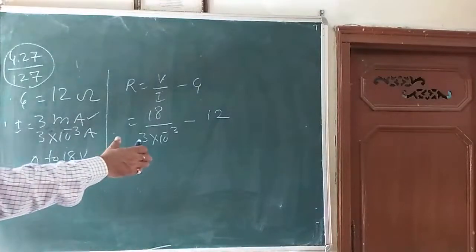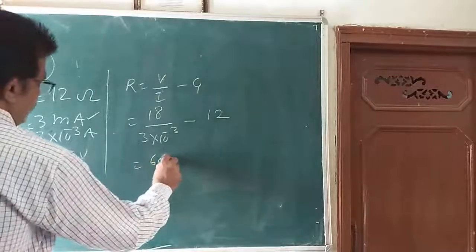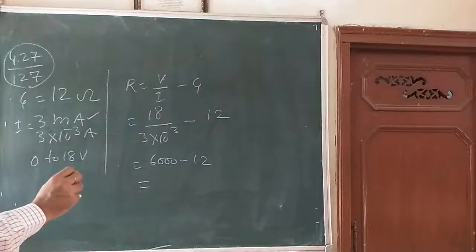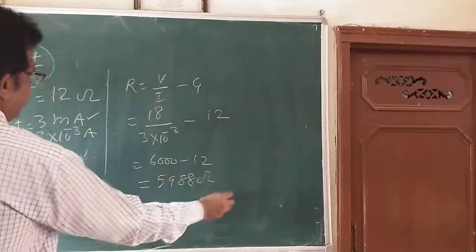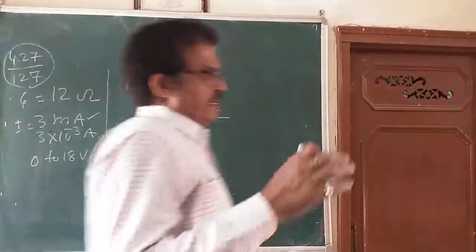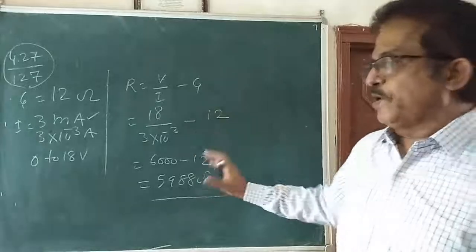I can solve this, that is 6000 minus 12 and that is equal to 5988 ohm. This is the answer, 5988 ohm. So dear children, it's a very very simple numerical. If you know the formula, then solve the problems easily.